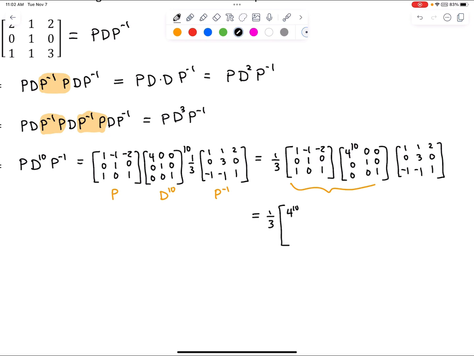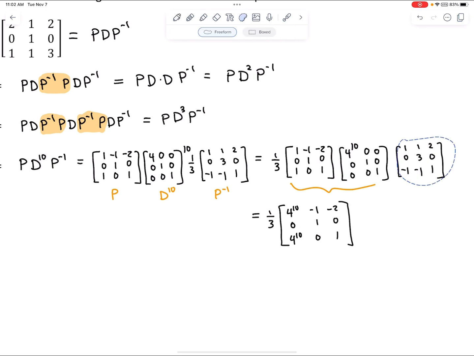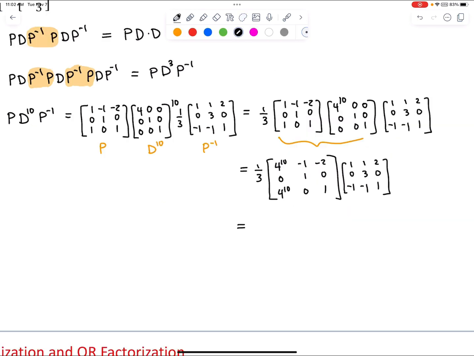So the first column will be 4 to the 10, 0, 4 to the 10. The middle column will be negative 1, 1, 0, and the third column will be negative 2, 0, 1. And then we still have this matrix here on the right. Leave the 1/3 out, and let's go ahead and multiply these two matrices together next.